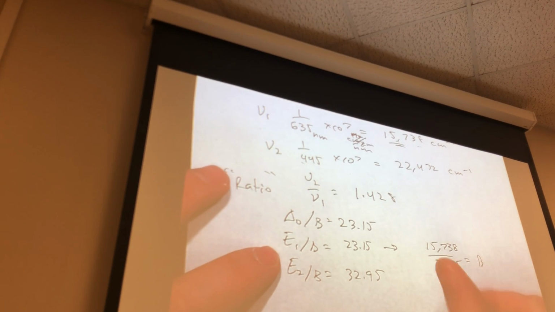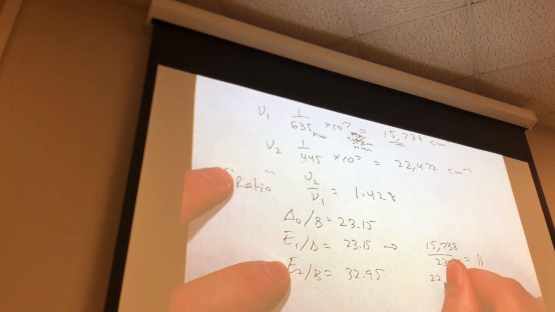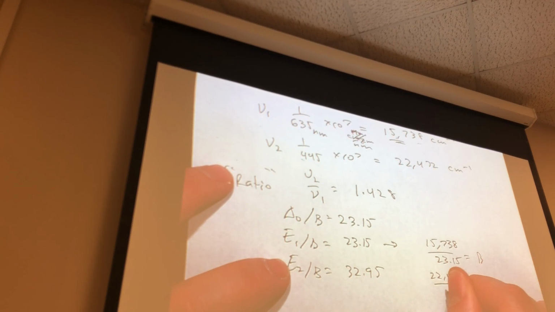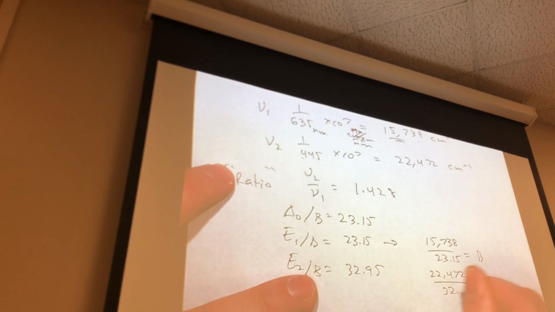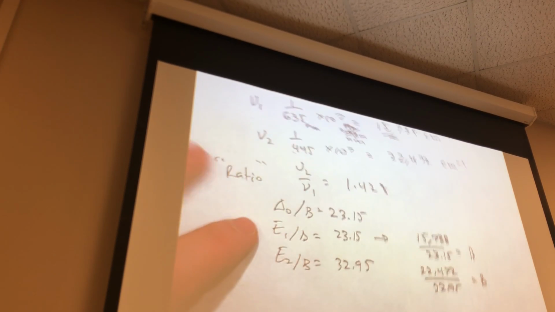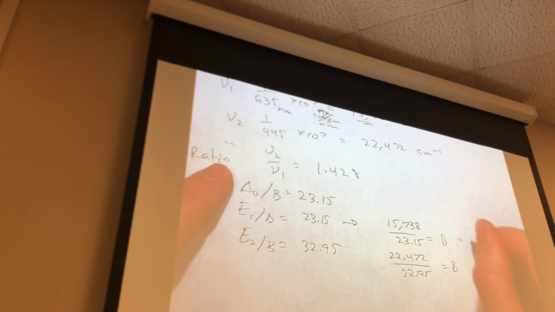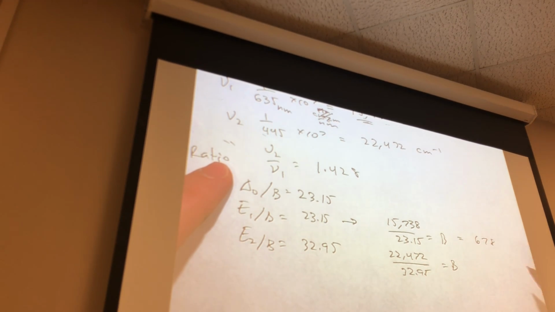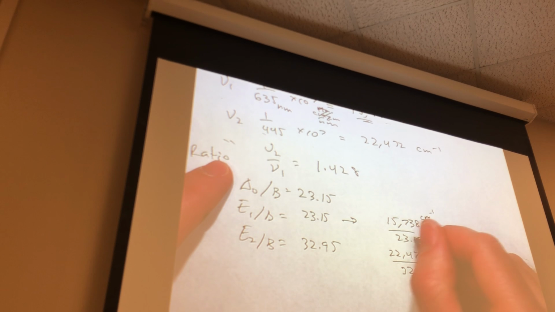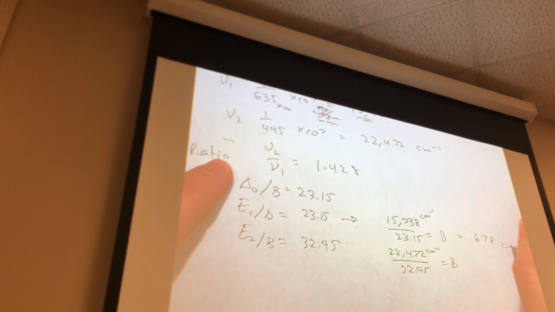And simultaneously, it should be the case that 22,472 over 32.95 is also equal to B. So when I calculate those, I get 678. By the way, this is inverse centimeters, so is this. And this is unitless. And so my answers here are in these energy units.